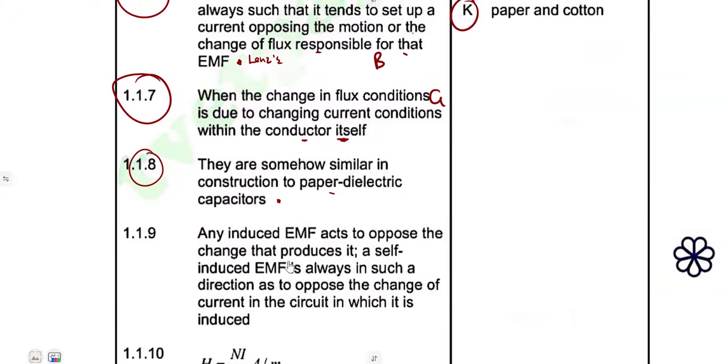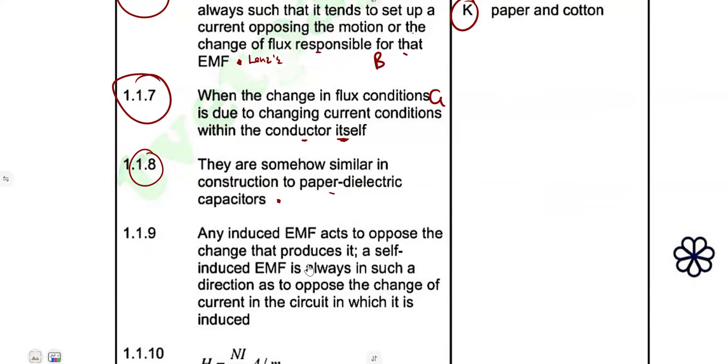And 1.19, an induced EMF acts to oppose the change that produces it. A self-induced EMF is in such a direction as opposes the change of current, as opposes what? The change of the current in the circuit in which it is induced. All right? An induced EMF acts to oppose. All right, acts to oppose the change.